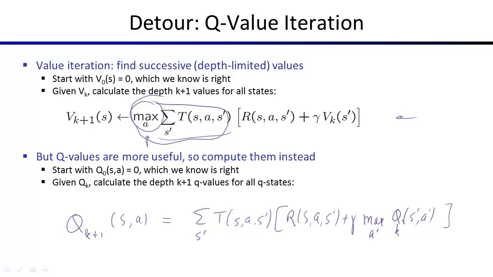This is identical to V_k of S prime, right? But we're working with Q values now, so we don't want the V to appear. This is Q value iteration, running this approach here. Let's put it in typesetting.